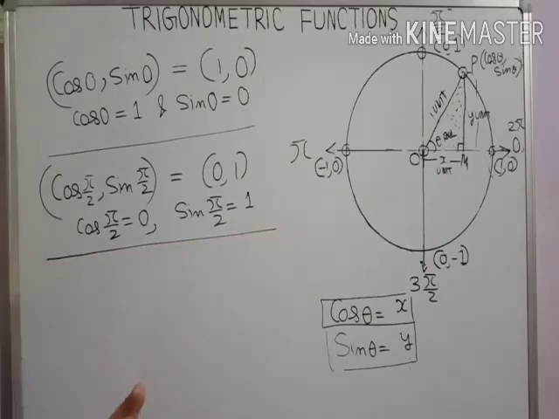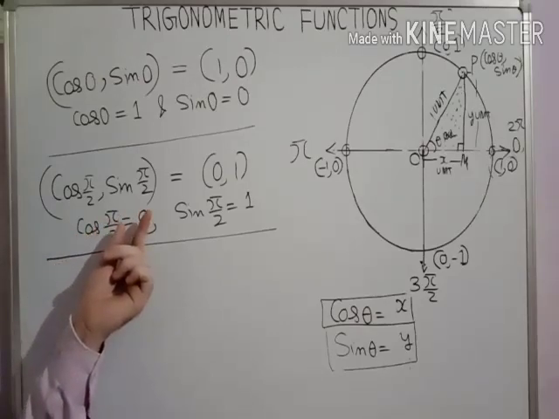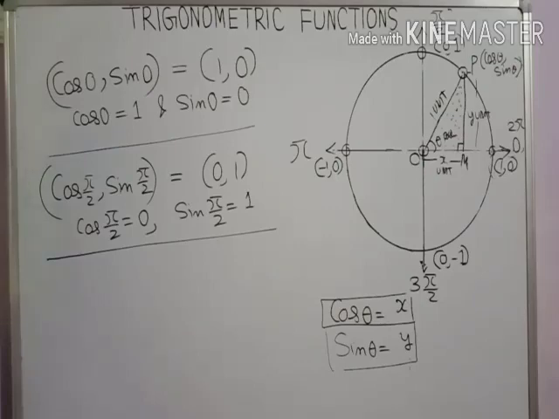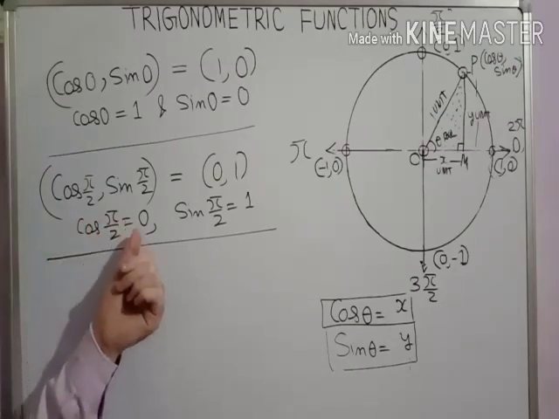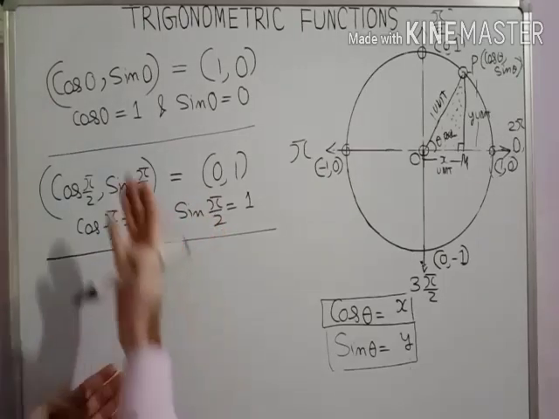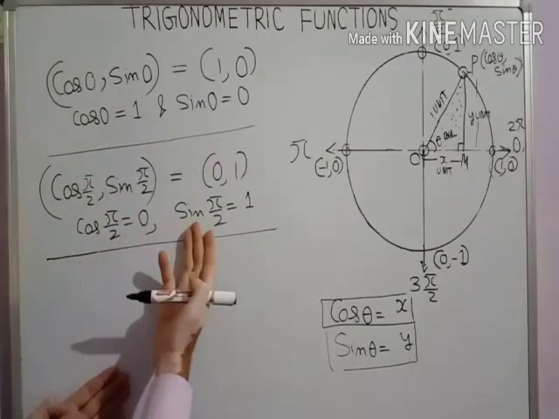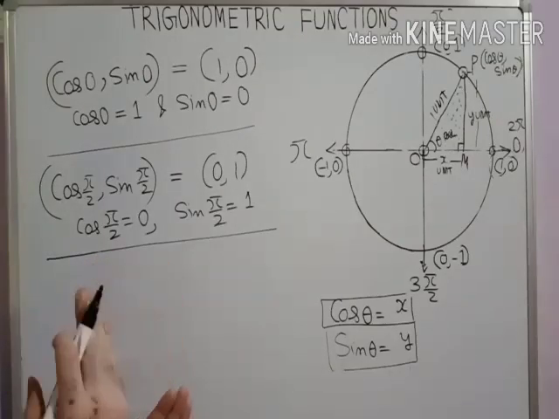In class 10th you have done the sexagesimal system. Cos 90 degree equals 0 and sin 90 degree equals 1. We are using the radian system here. What result did we get? Cos pi by 2 radians is 0 and sin pi by 2 radians is 1. And these values, cos 0, sin 0, cos pi by 2, sin pi by 2, we have already used in class 10th. So let us move after pi by 2 now.